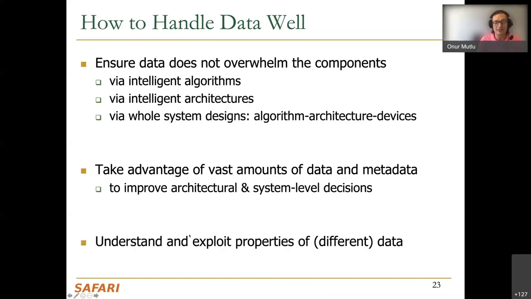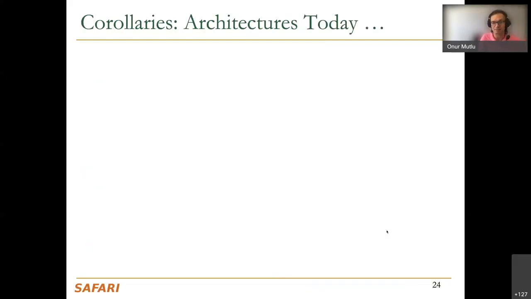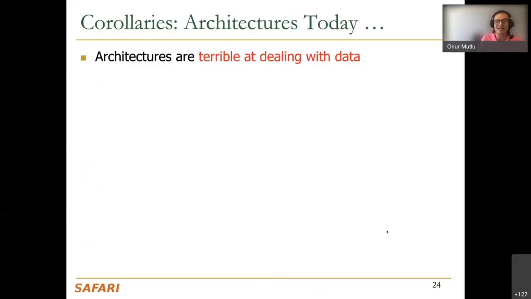And the third perspective is we want to understand and exploit properties of different data so that we can customize our algorithms and architectures to different types of data and different properties of data. Some data is very important for security, for example. Some data is not very important for security. Some data is very important for error tolerance. Some data is not that important. If we can somehow distinguish these different types of data, we can make much better decisions and optimize our systems much better. So architectures today, based on these three directions, are not doing well, basically.